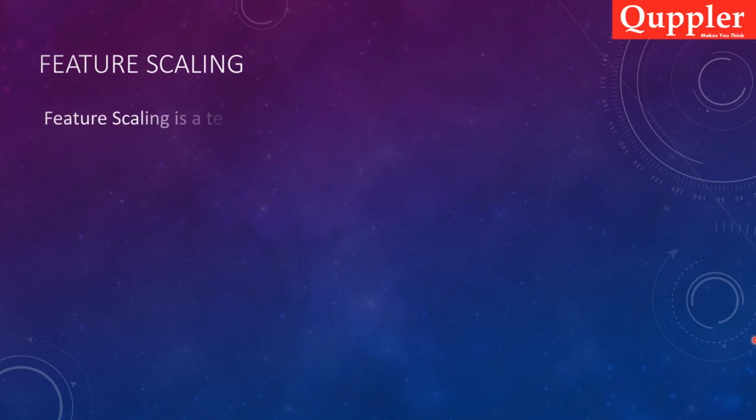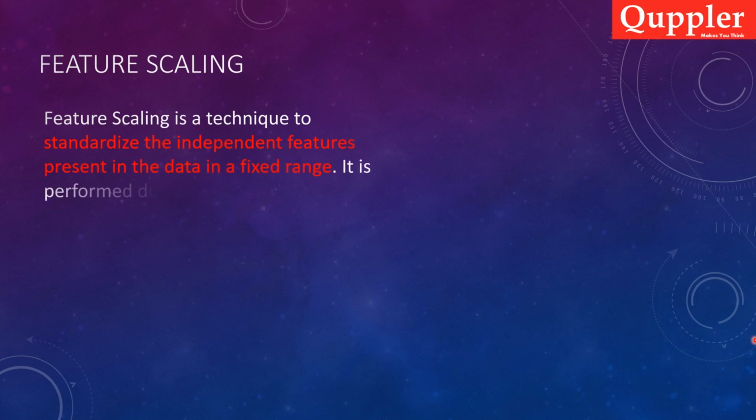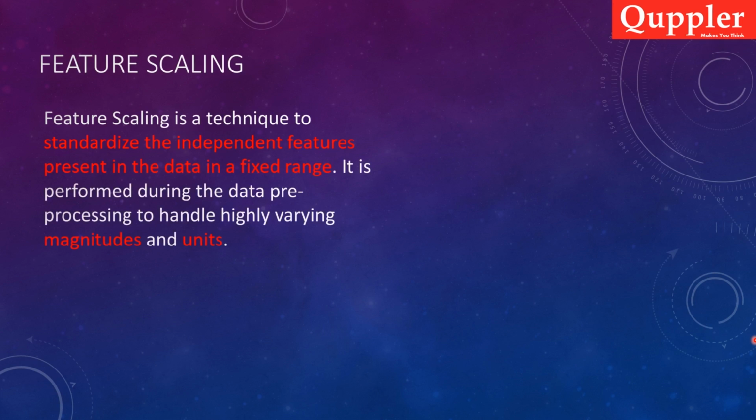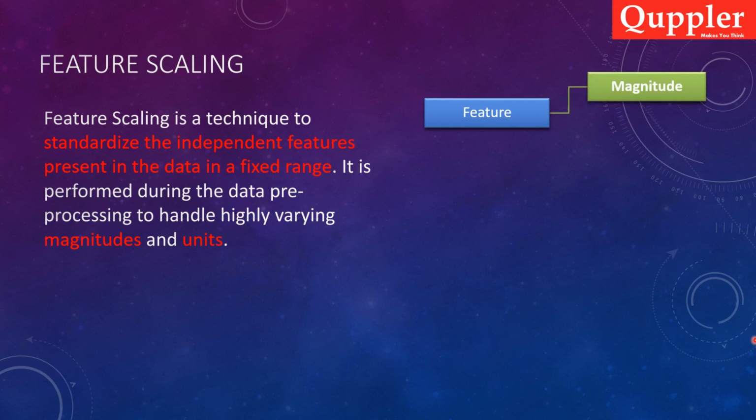So feature scaling is just a technique to standardize the independent features present in your dataset in a particular fixed range, and it is performed during the pre-processing of your data to handle highly varying magnitude and units. Why do I say magnitude and units? Because a feature can always be represented in two aspects, that is magnitude and unit.